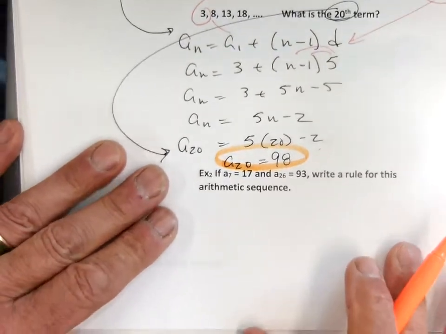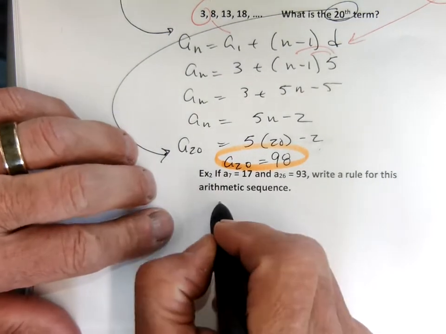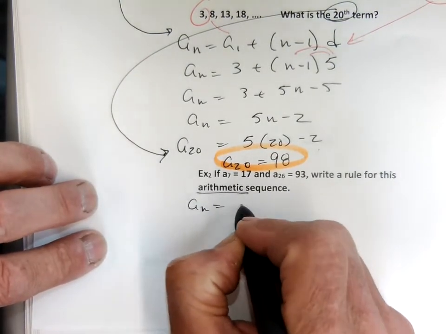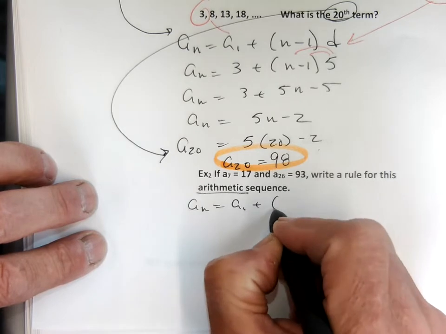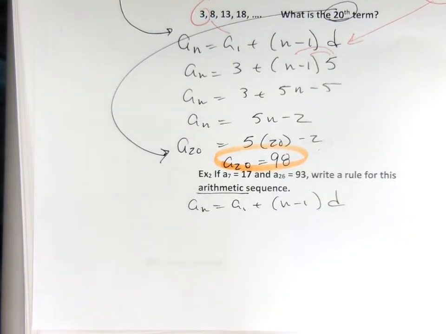Okay, now, example 2. Example 2 is a little bit more difficult, but we can do it, okay? So what I would do is this. I know it's arithmetic. So since I know it's arithmetic, I'm going to use our formula. Use our a of n, a1 plus n minus 1 times d, okay? The problem is I don't know enough. I know the 7th term and I know the 26th term, but I don't know the first term, and I don't know d, okay? So what I would do is this.